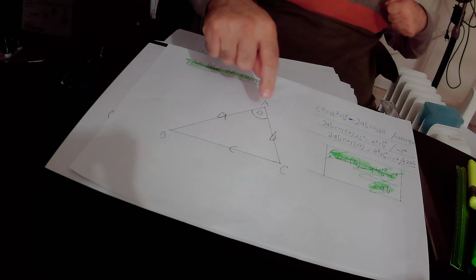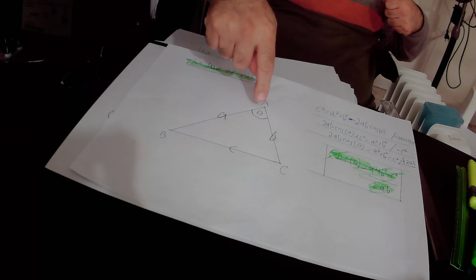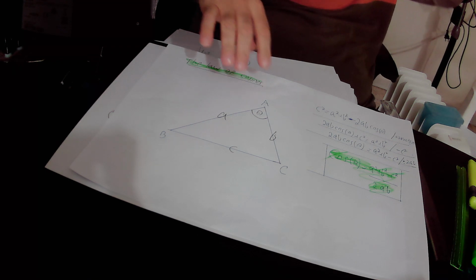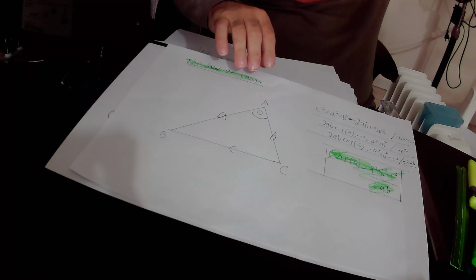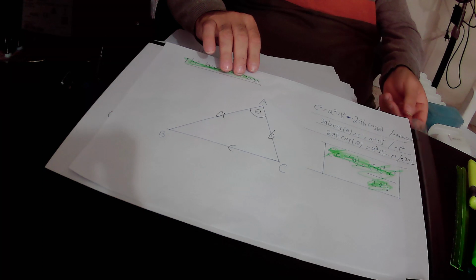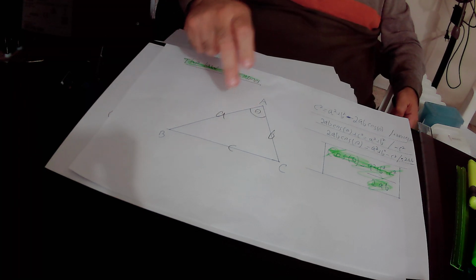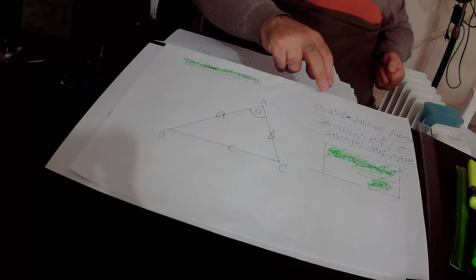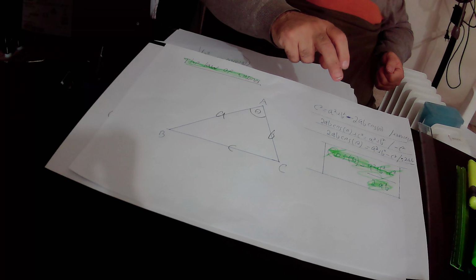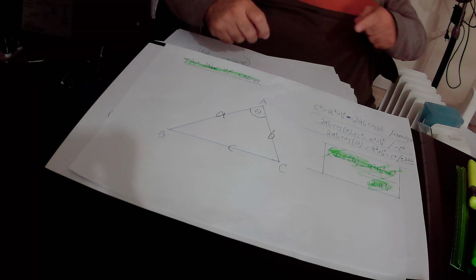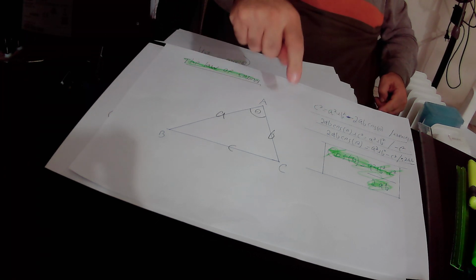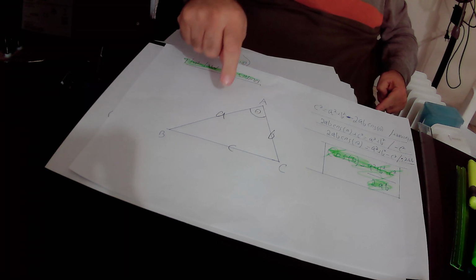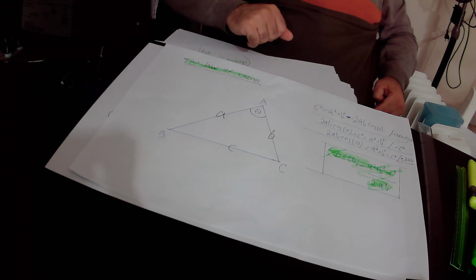And this angle BAC equals theta. Then according to the law of cosines, C squared equals A squared plus B squared minus 2 times A times B times cosine theta. From this equation, it is very easy to arrive at this equation, that cosine theta equals A squared plus B squared minus C squared over 2 times A times B.